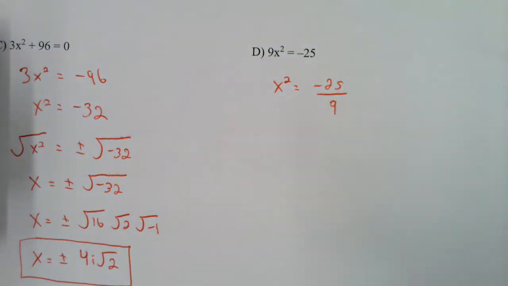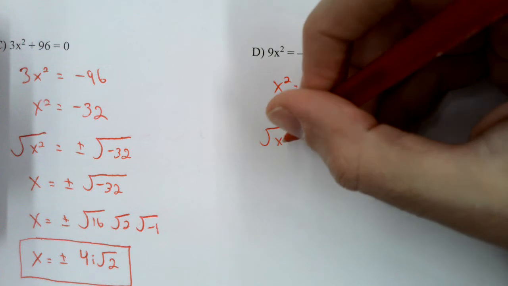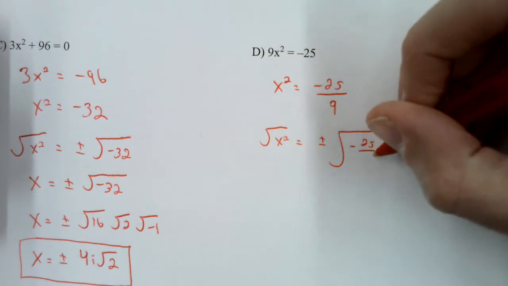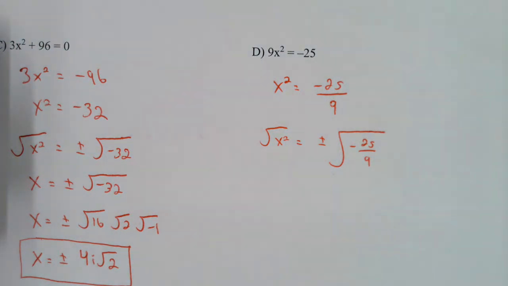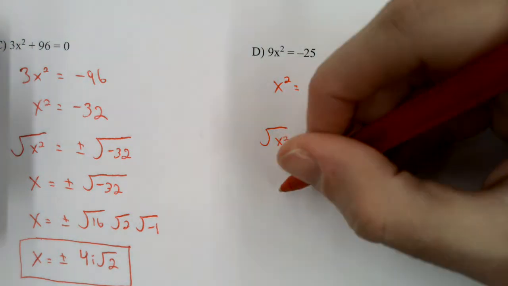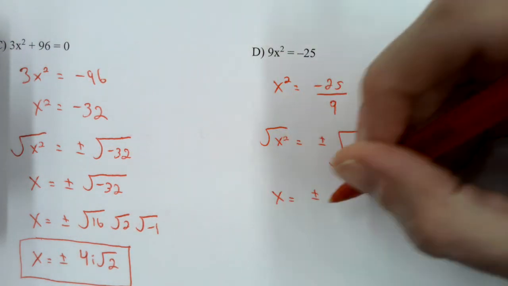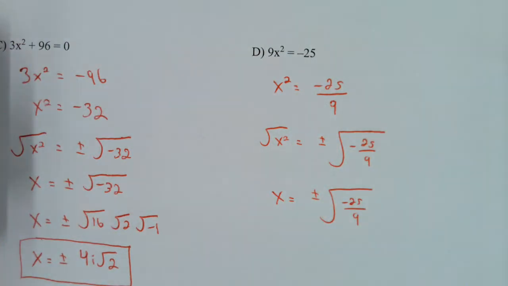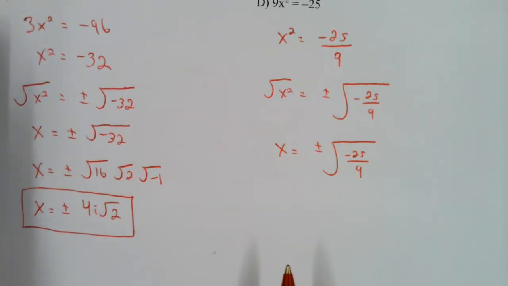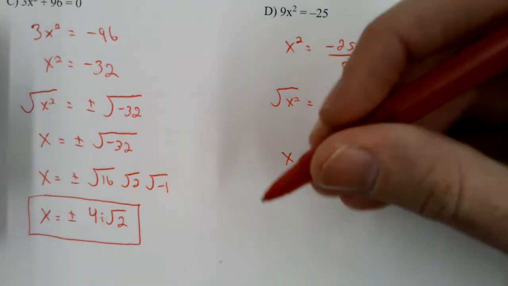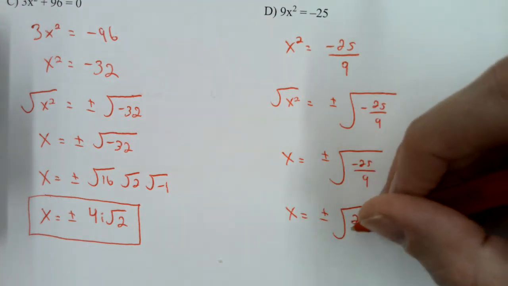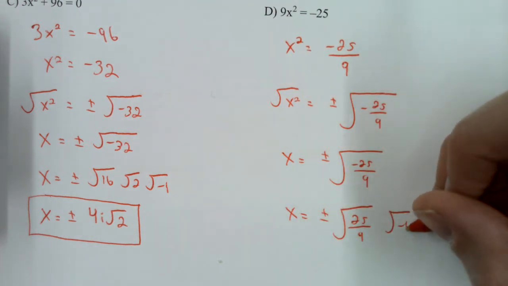Now take the square root of each side. Positive and negative on the right. So we have x equals positive and negative, square root of negative 25 over 9. Okay. Let's take out the negative 1, and let's write it like this. X equals positive and negative, square root of 25 over 9, times square root of negative 1.